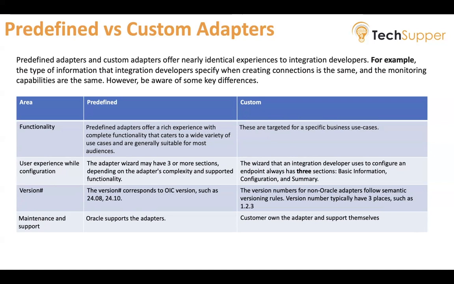From the versioning perspective, the adapter follows the corresponding OIC version nomenclature like 24.08, 24.10, but here that is not the case. The version numbers for non-Oracle adapters follow semantic versioning rules, so version numbers typically have 3 places, such as 1.2.3. Maintenance and support-wise, Oracle supports its adapters, but since you are developing your own adapter, that is your own code that you have to support. No one is going to support it. If it is partner-owned, then of course the partner will support it because you are paying for that.